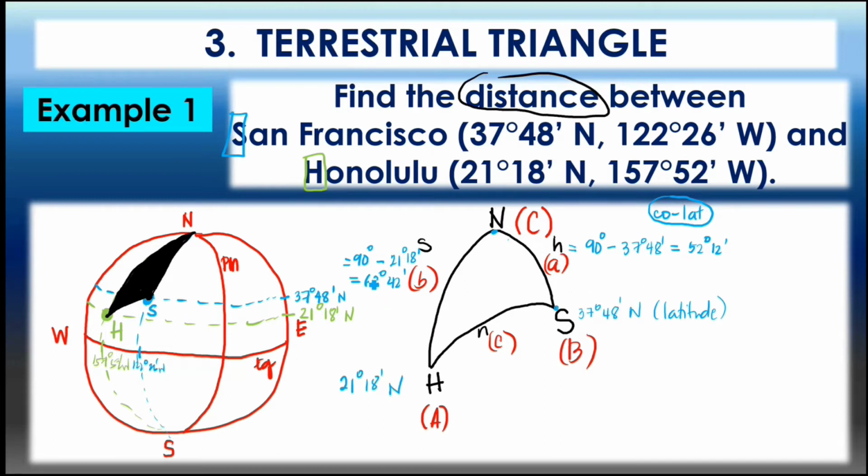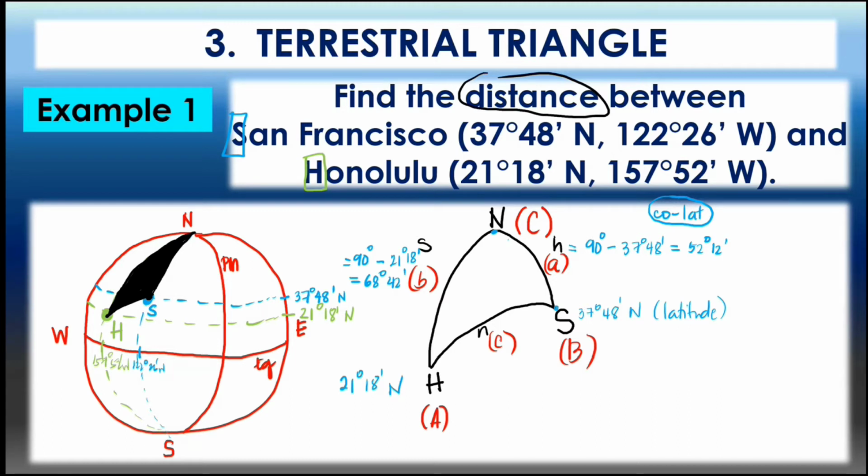You can just use your calculator. The first one, we do have 90 minus 37 degrees and 48 minutes. The DMS format is 52 degrees and 12 minutes. The other one, 90 minus 21 degrees and 18 minutes. In DMS, the difference is 68 degrees and 42 minutes.